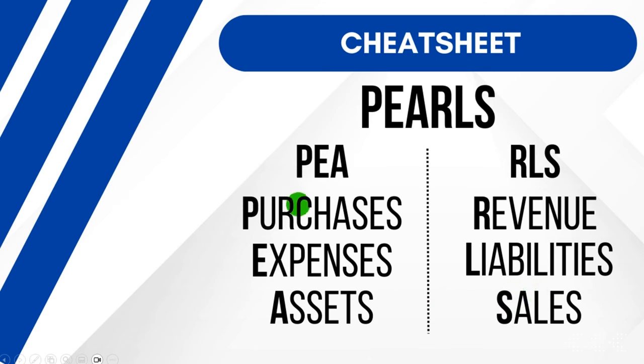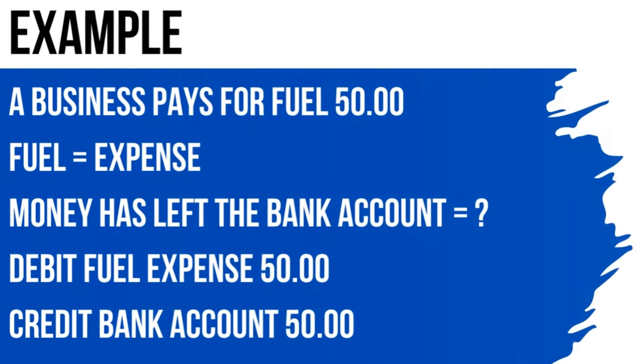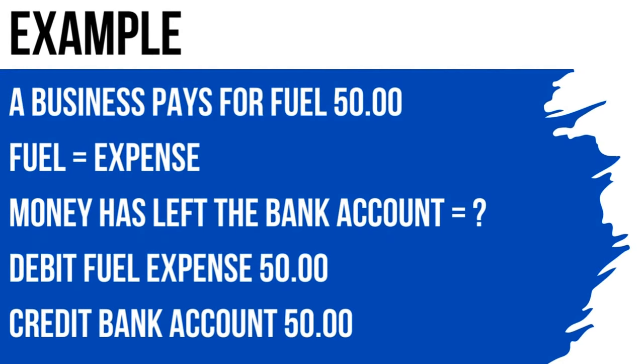So whenever you're faced with a transaction, ask yourself, is this a purchase, an expense, or an asset? If it is, it's a debit entry. Or is it a revenue, a liability, or a sale? If it's one of them, it's a credit entry. But bear in mind, there's always 2 sides. There's a debit and a credit. So let's look at some examples.